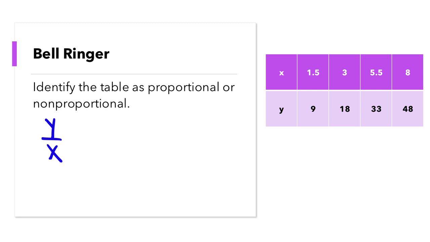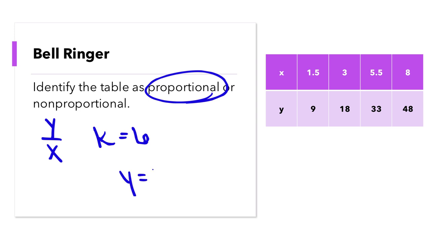All right, what is that 6 known as? The constant of proportionality. The unit rate or the constant of proportionality, which is what variable? K. All right, so since there was a constant, it's proportional. What equation represents this table, Jimmy? Y equals 6x. 6x. Very good.